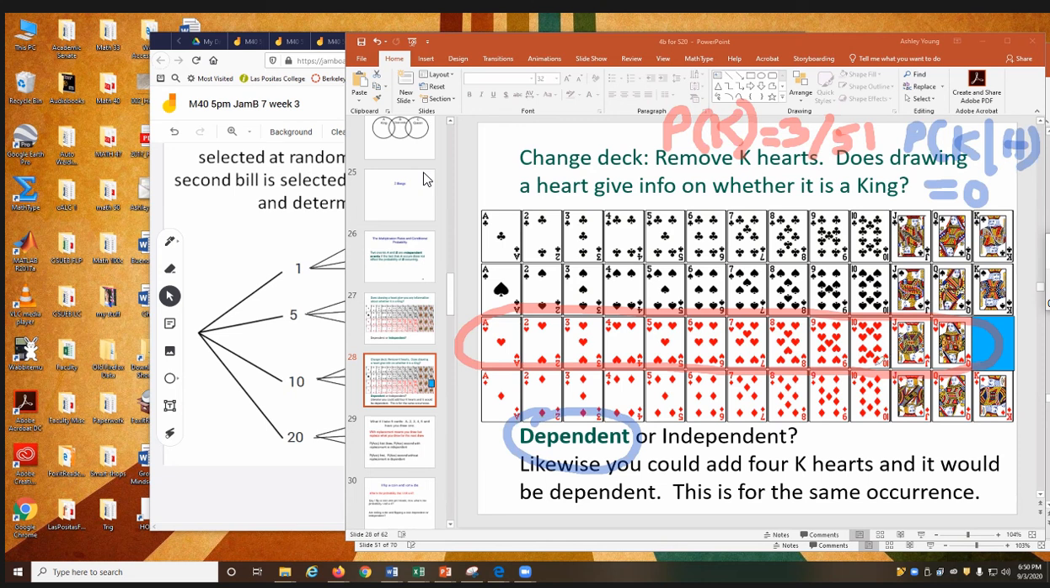So these are dependent because knowing it's a heart gives me some information. It changes the probability. It's not the same probability. It doesn't have to be 0. It could have been like 1 out of 51, but it's not the same. It's different somehow. That's what we mean by saying that they're dependent. The probabilities are not the same. They've changed.